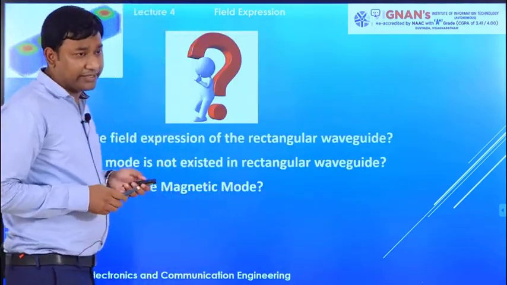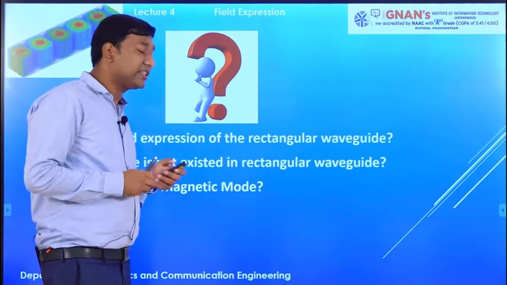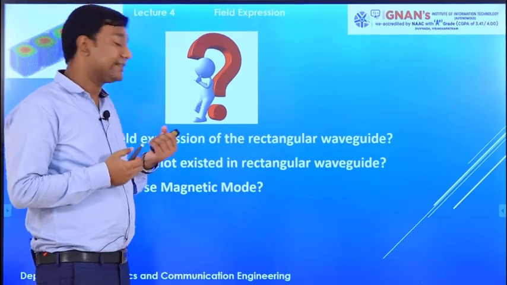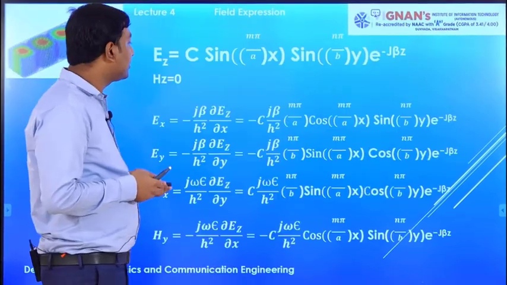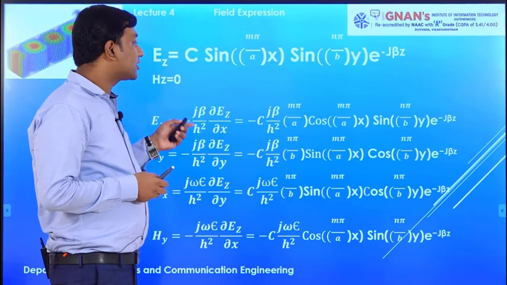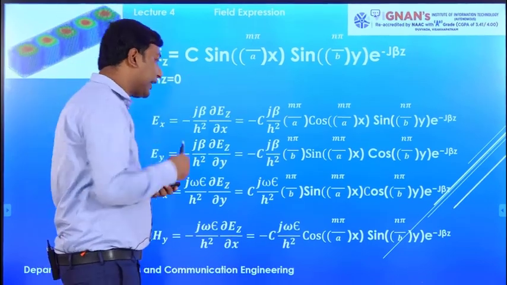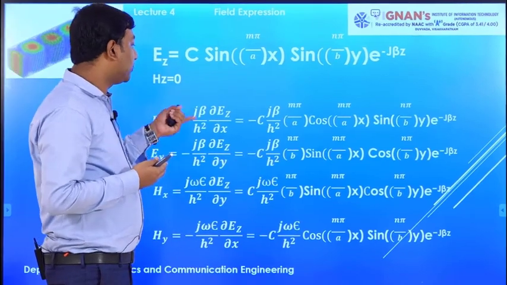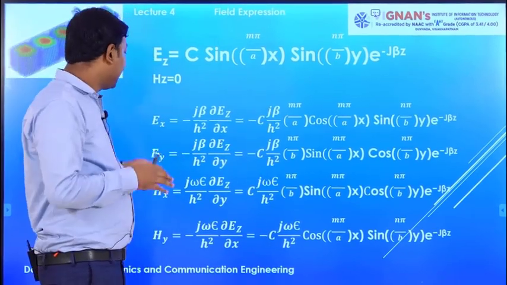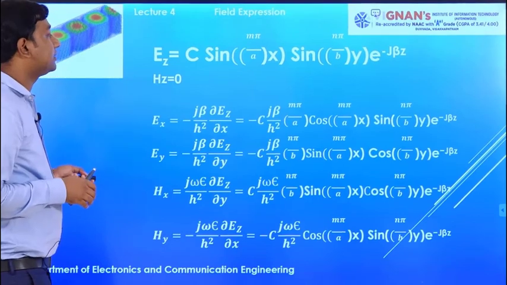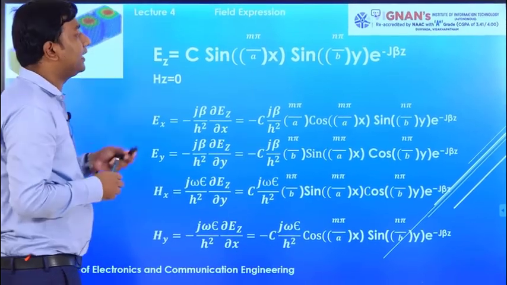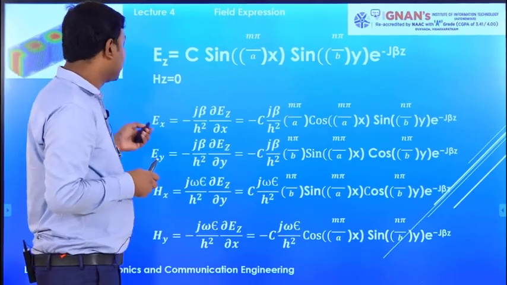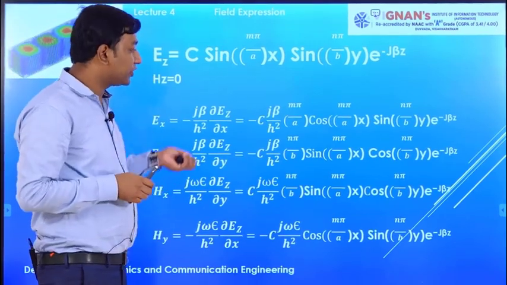So in this lecture, we discussed the field expressions of the rectangular waveguide. Why is the transverse electromagnetic mode not existing in the rectangular waveguide? If you see the earlier slide, if x equals a or x equals 0, one component is there. If we put any value as 0, then the overall expression gives no electric field and magnetic field in the particular direction. So no transverse electromagnetic mode exists.